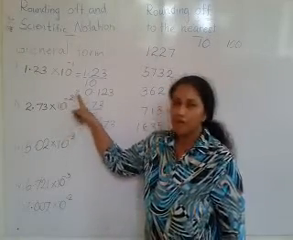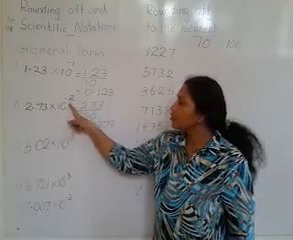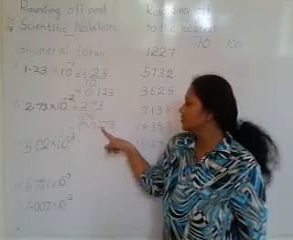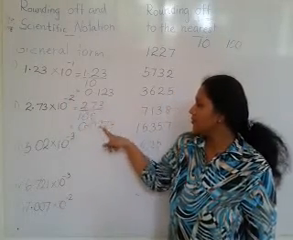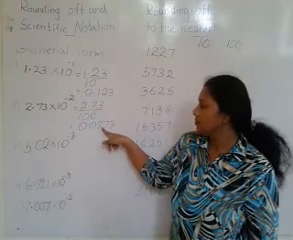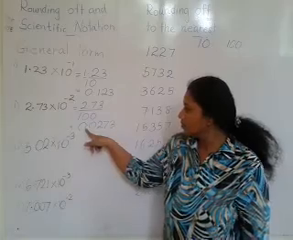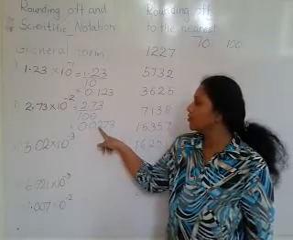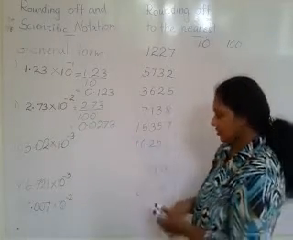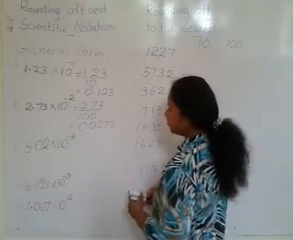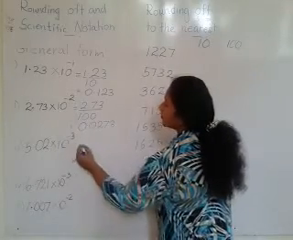Here also I can explain the same way. Here it is 10 to the power minus 2, so we can move the decimal twice. At first it is between 2 and 7. Then moving it twice, 1, 2, it becomes 0.0273.